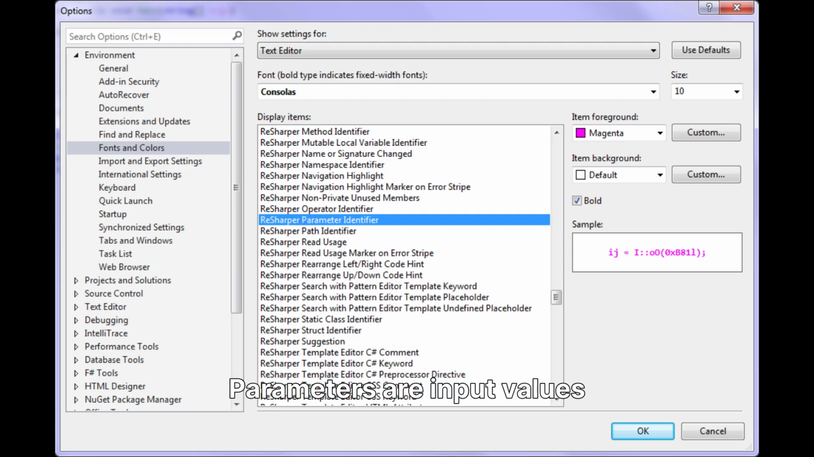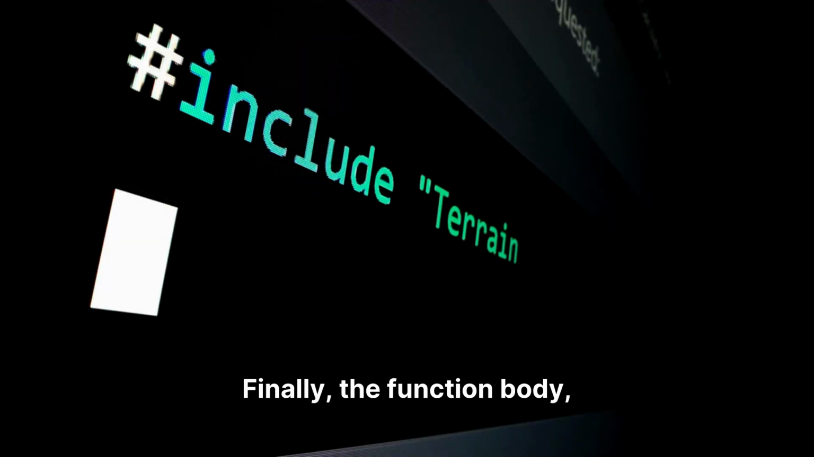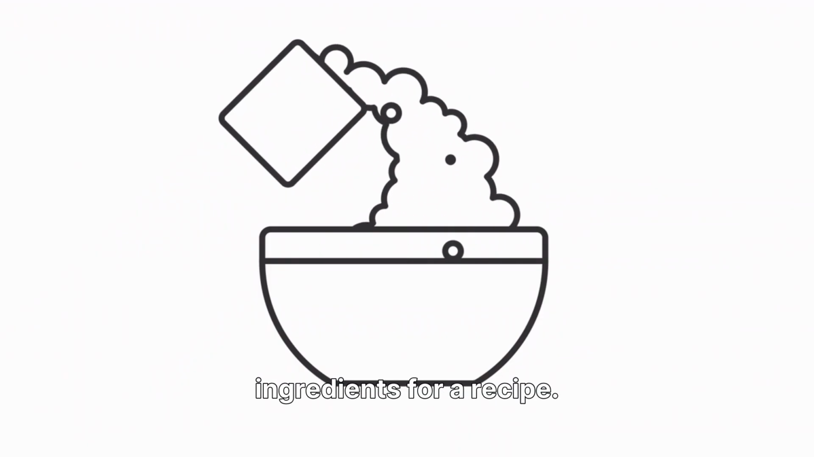Parameters are input values the function receives, enclosed in parentheses, allowing data to be passed into the function, making it dynamic. Finally, the function body, enclosed in curly braces, contains all the executable instructions that will be processed when the function is invoked. Think of parameters as ingredients for a recipe.